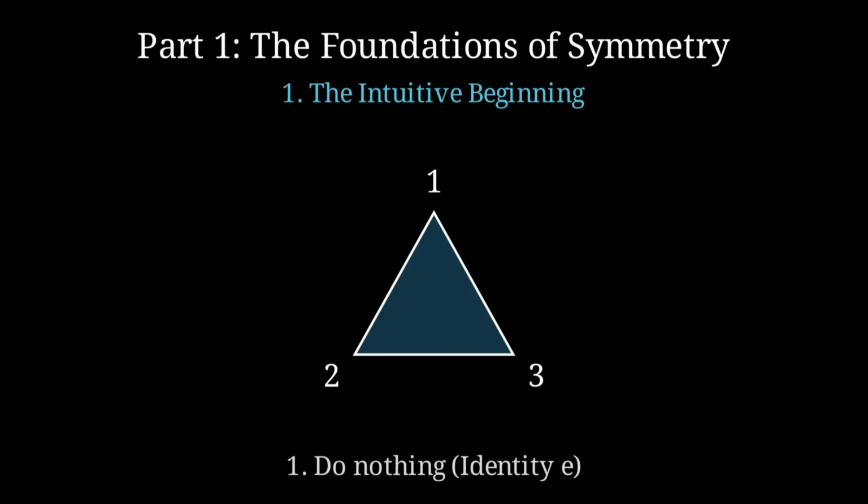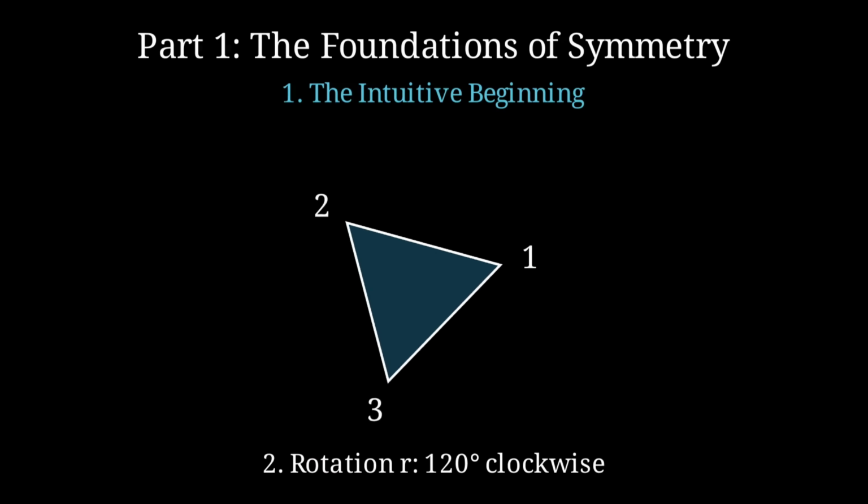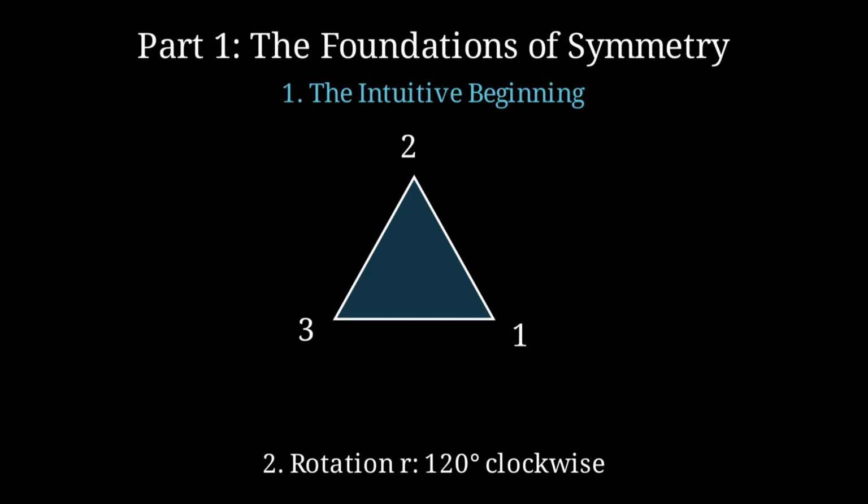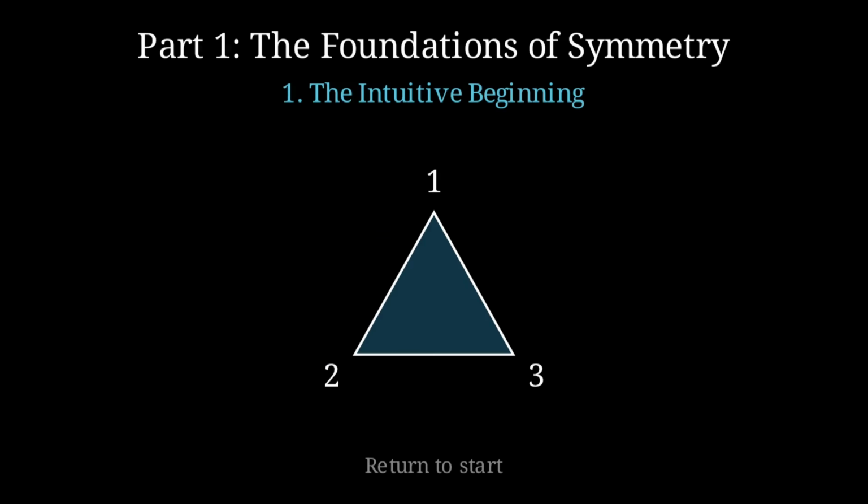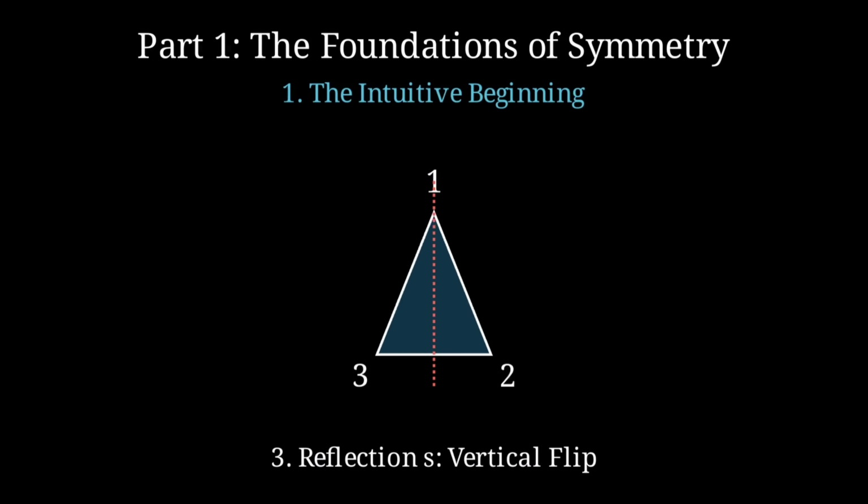First, we simply do nothing. We call this the identity action, denoted by E. Second, we can rotate it 120 degrees clockwise. We denote this rotation as R. Third, we can reflect it. Imagine a vertical axis down the middle. Flipping it across this axis is our reflection, S.